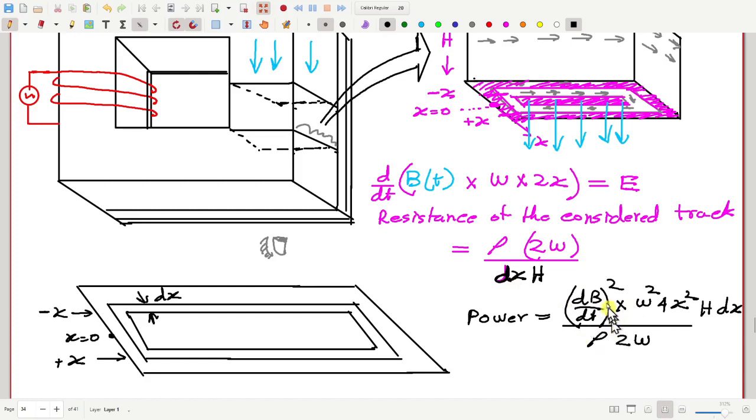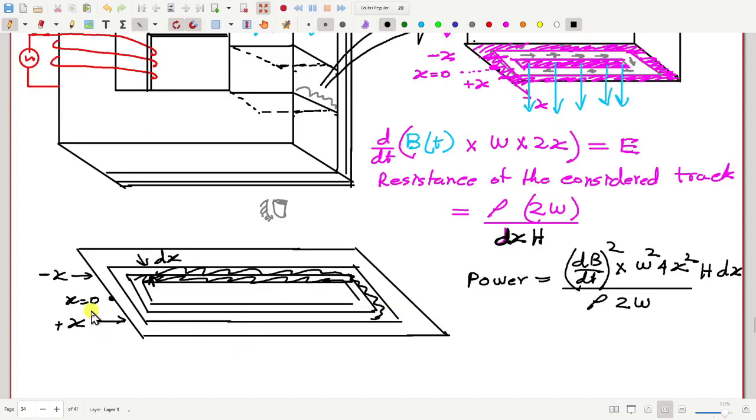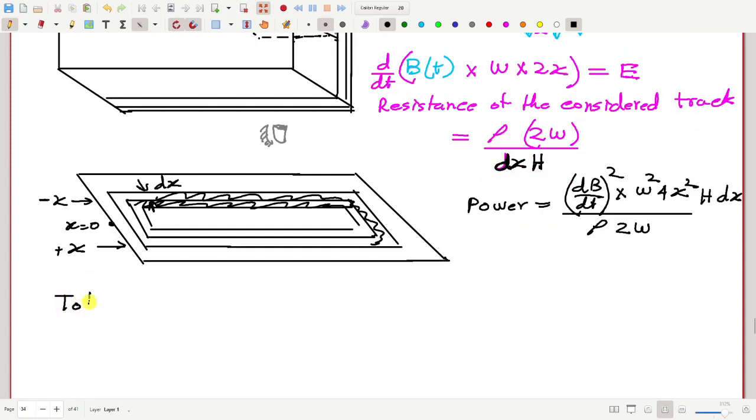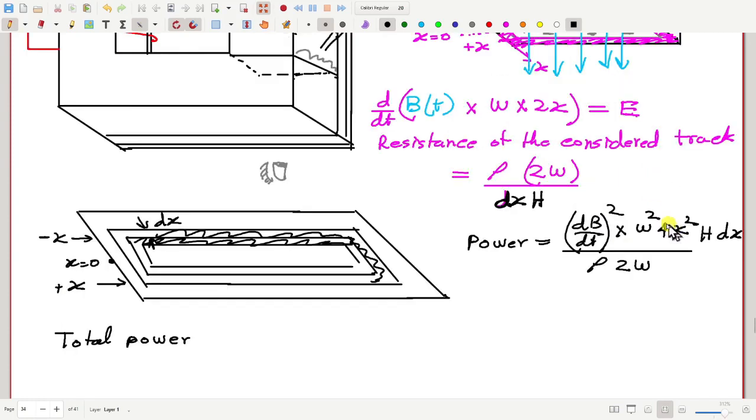Now this is the amount of power being dissipated in this one track. Now you have to consider all other tracks. For example, if I draw here, there is another track. So this is one track, after that, this is another track. So there are so many paths. So what do I have to do? The total power will be basically the integration of these powers for different tracks at different distances x.